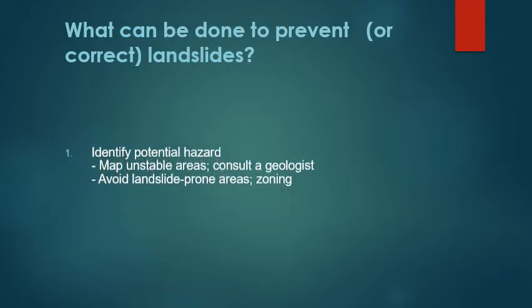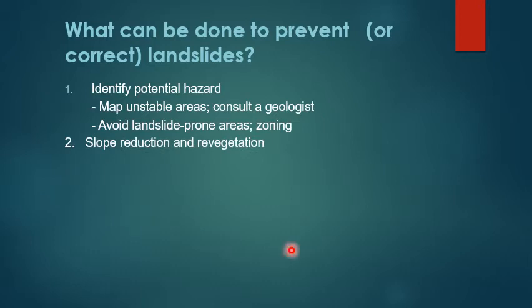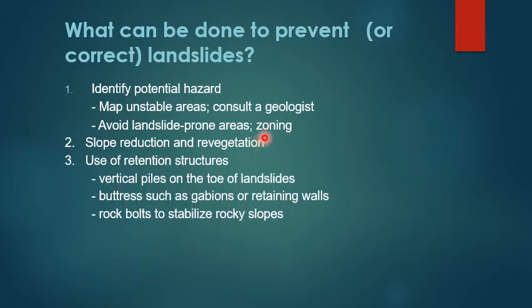What can be done to prevent or correct landslides? Identify the potential hazard, map unstable areas, consult a geologist, avoid landslide-prone areas. You can do zoning. You can also generate hazard maps so that you can identify the hazardous areas or how susceptible the area is to landslides. You can do engineering measures such as slope reduction and revegetation. Use retention structures, vertical piles on the toe of landslides. You can use buttresses or gabions or other types of retaining walls. Rock bolts can stabilize rocky slopes, but these engineering interventions are quite expensive, and the cheapest would be the number one. So the first thing that has to be done in an area is for a geologist to check or map or identify the hazards related to landslides.